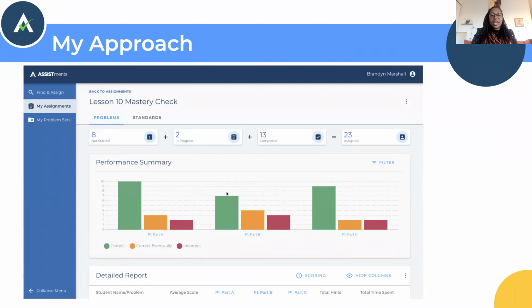Something on part B is going off. So I'm noticing that there's some people who are getting it correct eventually, but overall, there's some struggle across the board there. So I would go back and see how the question was presented, or maybe it was a tech thing, the way that they were typing in the answer. If it's a skill I need to review, I can pull all of that from looking at the ASSISTments report.